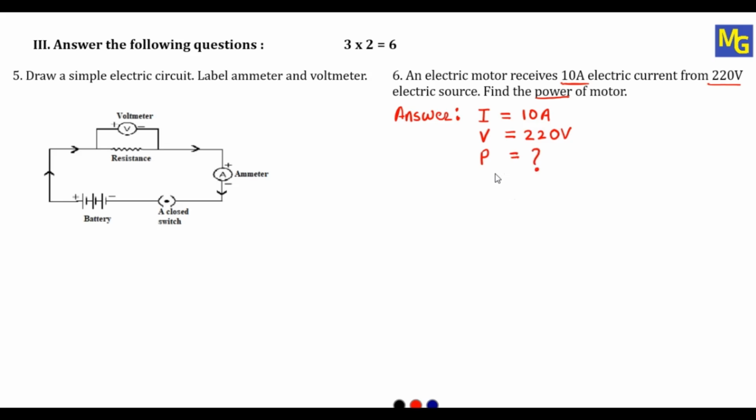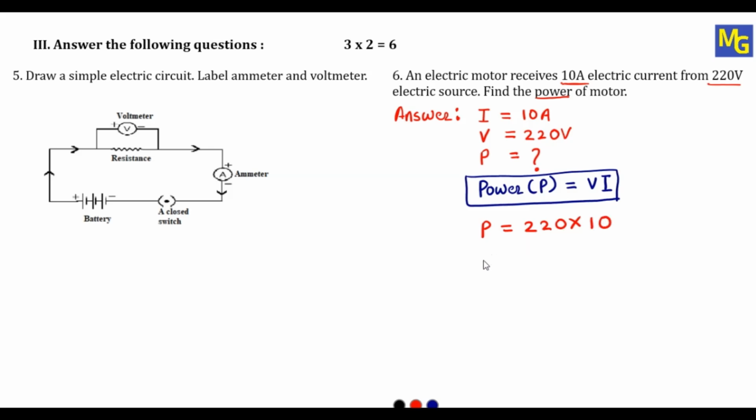Now think about the formula in which all these terms come: current, voltage and power. The formula used in this question is power is equal to voltage into current. So we write it here: power, that is P, is equal to voltage into current. So this is our formula. Write down the formula, and now we can substitute our values. P is equal to, what is our voltage? Voltage is 220 and our current is 10.